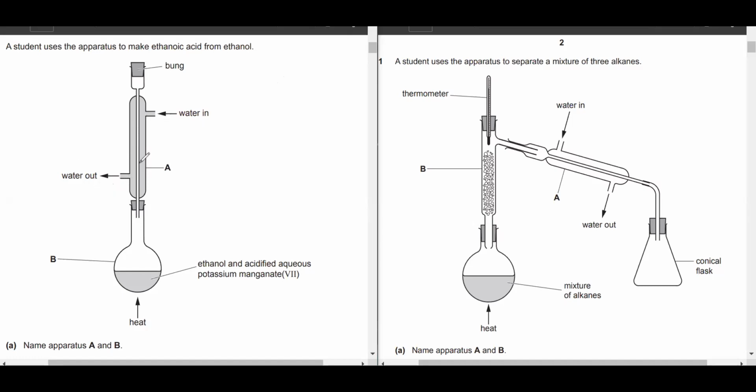Now, another very important point related to condensers. As I told you, the condensers are made up of two tubes. They have an inner tube and an outer jacket. This gray one is the outer jacket. Inside this outer jacket, the water circulates so that the inner tube, which I am marking here with blue, can condense whatever vapors are inside it. Okay, the vapors going inside the inner tube get condensed.